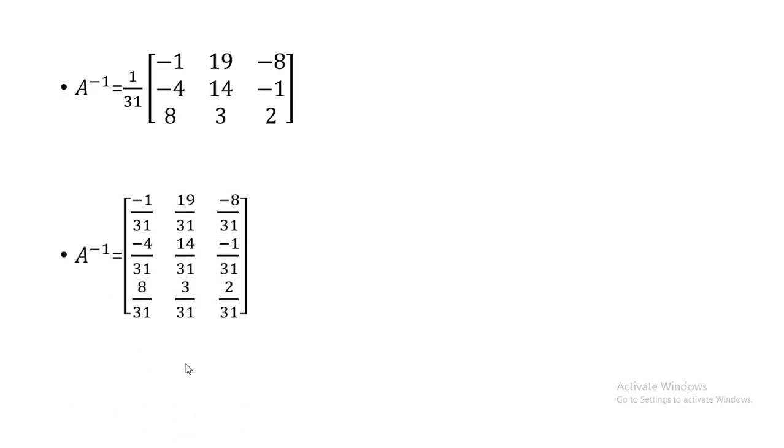The next and final step is what I have done out here. I've just substituted everything which I have calculated into the formula, that is A inverse is equal to adjoint of A divided by determinant of A. And at the end, I've just divided each and every element of this particular matrix by 31. So this is the final answer that I got.